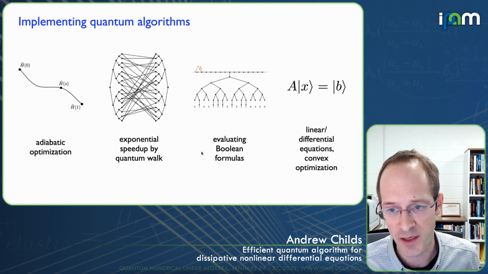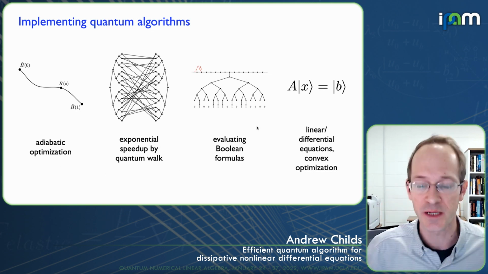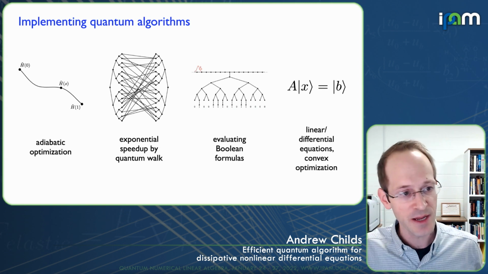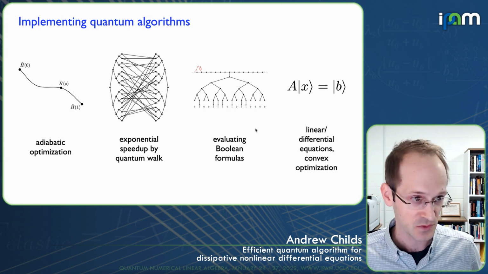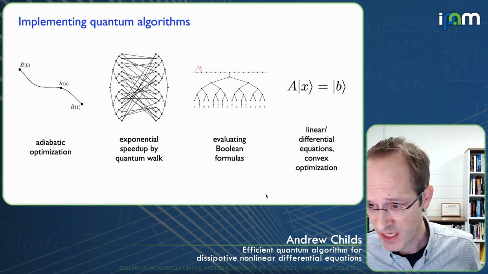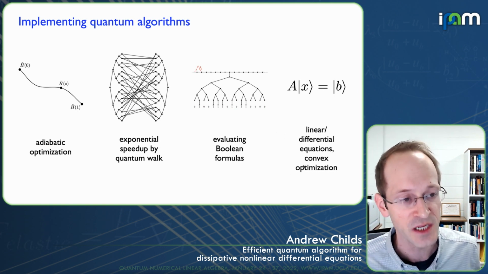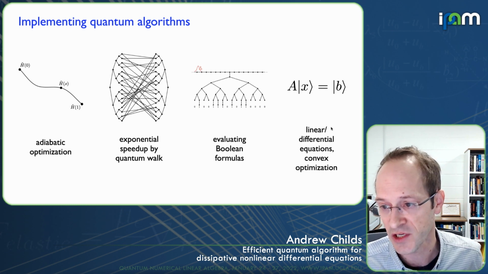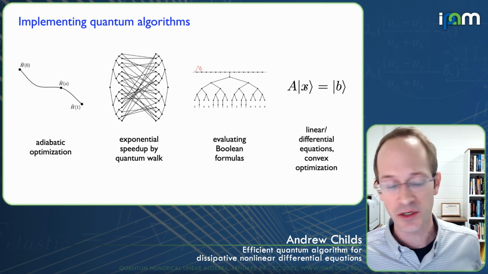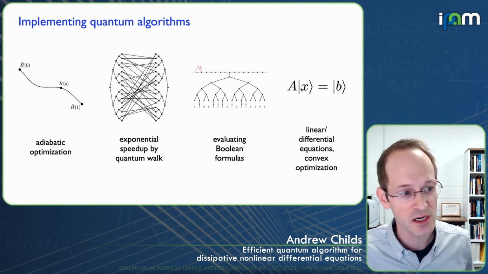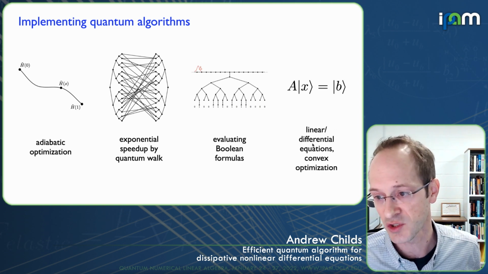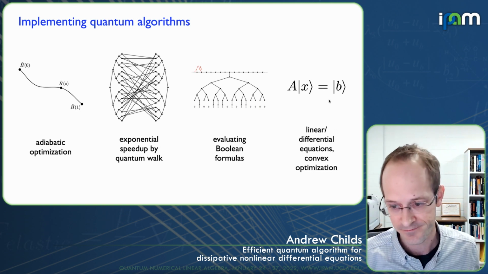There are various kinds of quantum walk algorithms that get quantum speedups for certain kinds of problems, and you could implement those continuous time quantum walks using Hamiltonian simulation. And in this talk, and I think probably in some other talks in this meeting, we're going to focus on this idea of using Hamiltonian simulation to produce these quantum encodings of solutions of linear algebra problems.